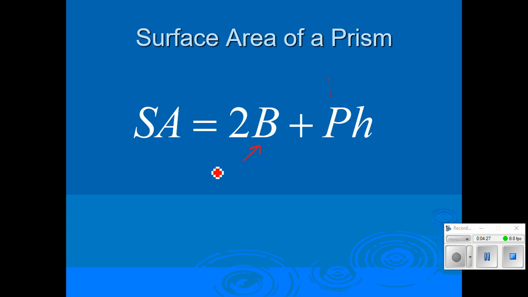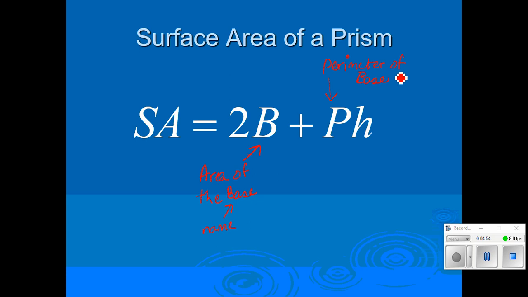So the big B is going to stand for the area of the base. And remember, the base, think about its name to help us figure out what it's supposed to be, okay? Because sometimes the box gets knocked over. The big P in this formula stands for perimeter of the base. Okay, so we need to figure out again that base.